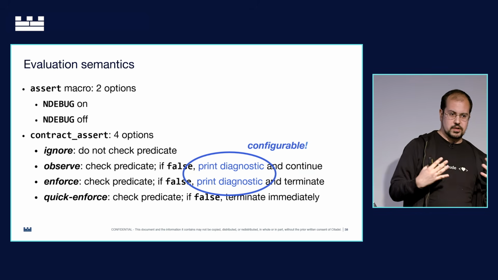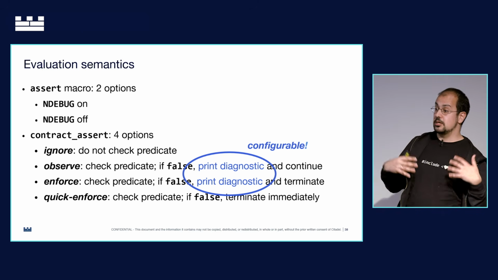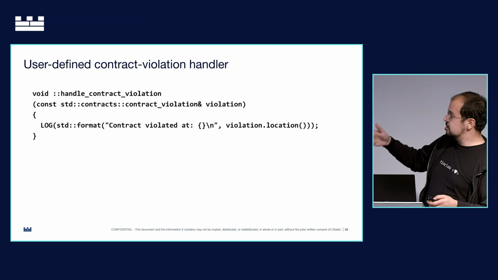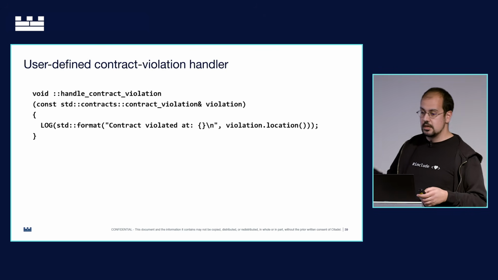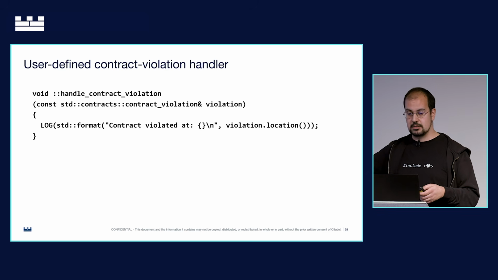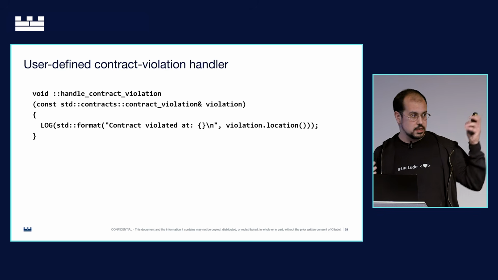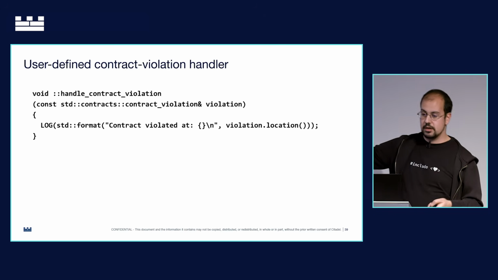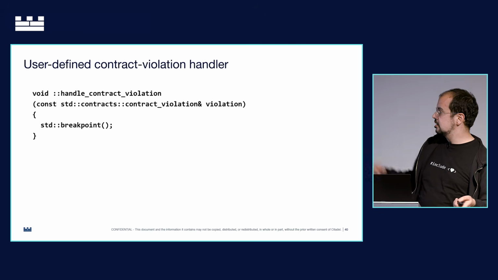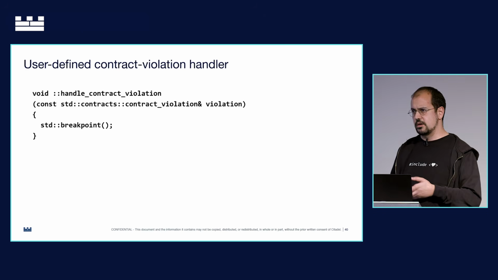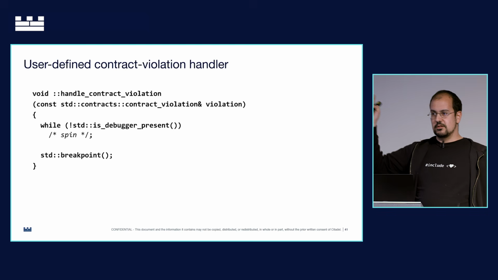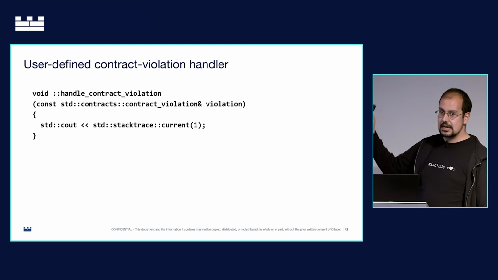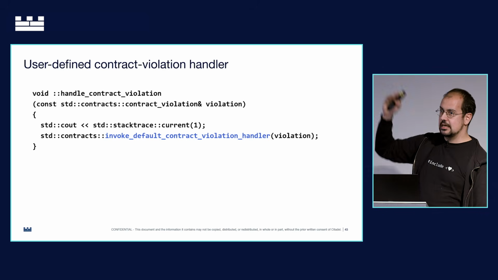We call that the default contract violation handler, which is provided by the compiler, but that's actually configurable now as well. So you can configure this by installing your own user-defined contract violation handler, and you do that by defining a function with its exact name and signature and linking that into your program, and then in the body of that function, you can do whatever it is that you want to do to handle a contract violation. You can do your own logging. You can set a breakpoint, another little feature that I really like in C++26. Or you can spin until a debugger is attached, and then set a breakpoint. Or you can print a stack trace. Or you can print a stack trace and then delegate to the default violation handler.